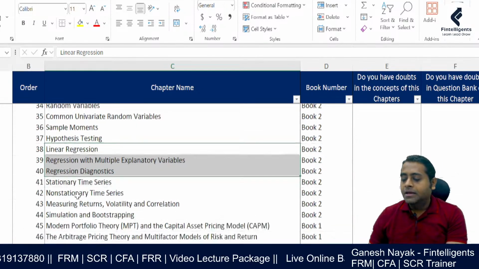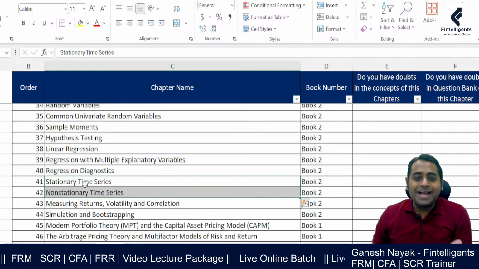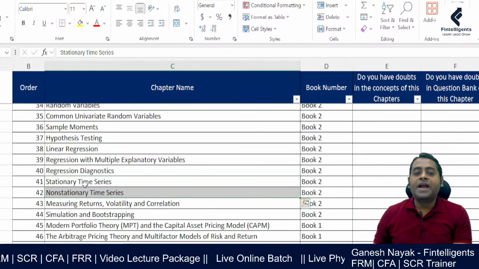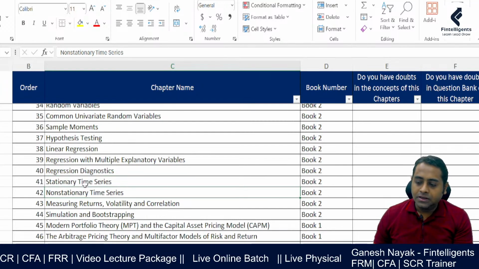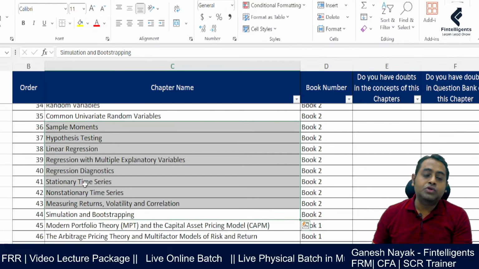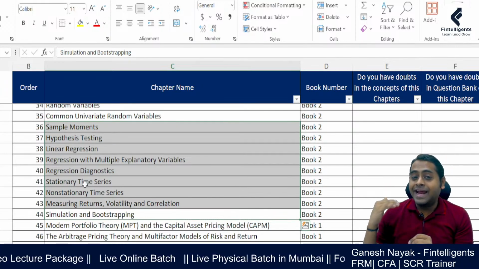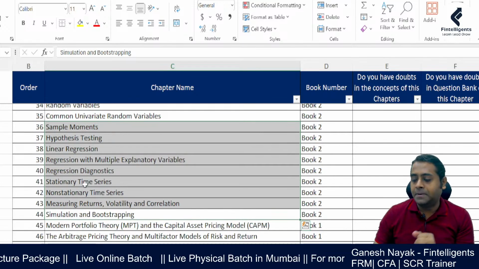Then stationary, non-stationary, this chapter a lot of people find tough, but in the exam you'll find mostly theory questions from these chapters. Once you're done till bootstrapping, simulation and bootstrapping, I have not talked about machine learning chapters. I have kept them at the end for revision. There is a reason for it.